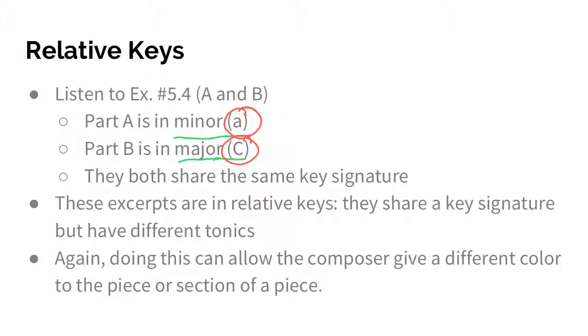But if you notice, they both have the same key signature, which is no sharps or flats, which is the key of C. And again, its relative minor key is A. So they share the same key signature but have different tonics. This gives a composer the option to change a piece into minor if they would like.